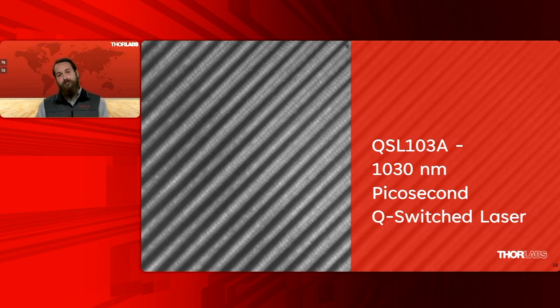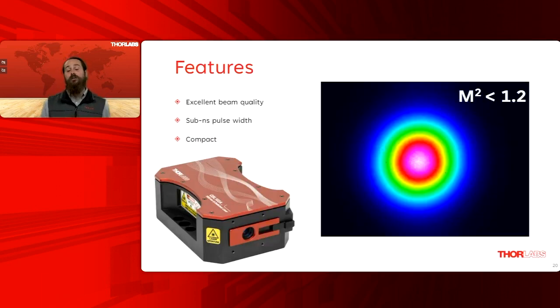So now that we've talked about some applications of Q-switched lasers, let's talk about one of our Q-switched lasers. This is the QSL-103A. It's a 1030 nanometer picosecond Q-switched laser. One thing that's really unique about it is the beam quality is excellent. Guaranteed to have an M squared less than 1.2, but typically we're seeing values around 1.1 or even less than 1.05. Additionally, it's got a sub-nanosecond pulse width, typically around 500 picoseconds, and that will enable some unique applications we'll see later. Additionally, it's quite compact. It's got a footprint about the size of an iPhone for just the laser head, and you'll see the controller unit's not that big either.